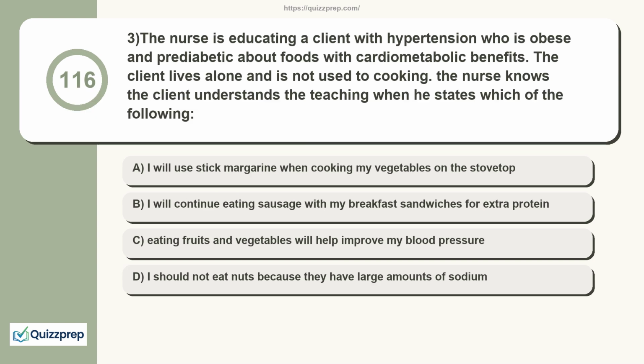Question 116. The nurse is educating a client with hypertension who is obese and pre-diabetic about foods with cardiometabolic benefits. The client lives alone and is not used to cooking. The nurse knows the client understands the teaching when he states which of the following. I will use stick margarine when cooking my vegetables on the stovetop. I will continue eating sausage with my breakfast sandwiches for extra protein. Eating fruits and vegetables will help improve my blood pressure. I should not eat nuts because they have large amounts of sodium.